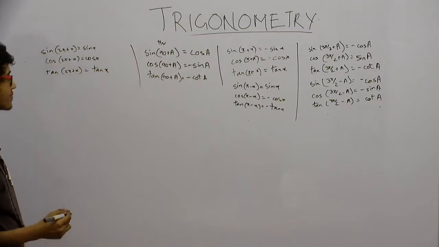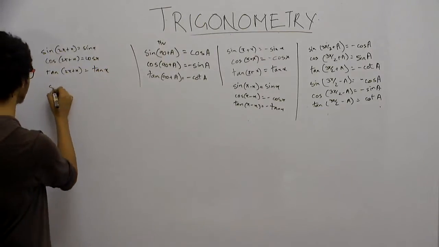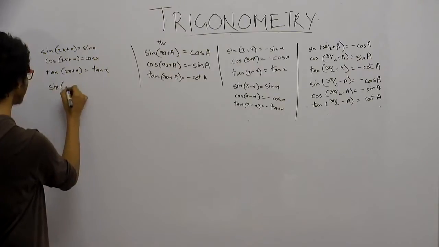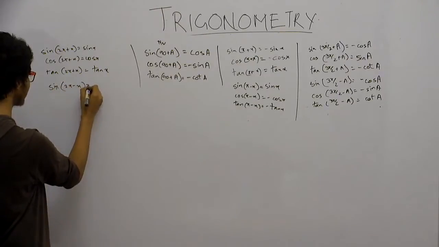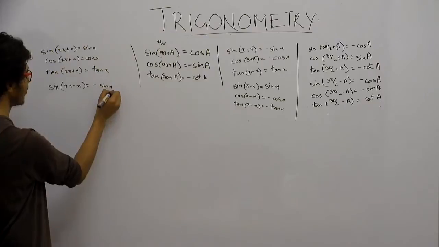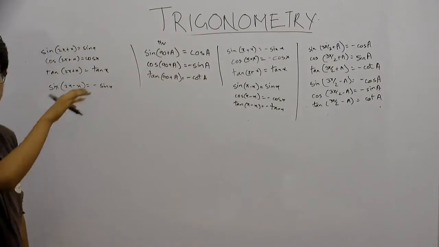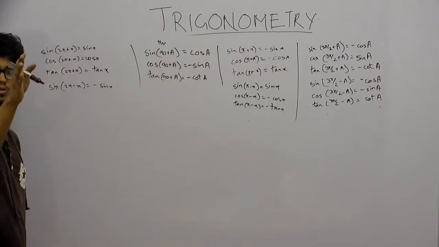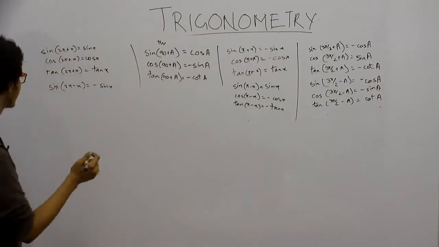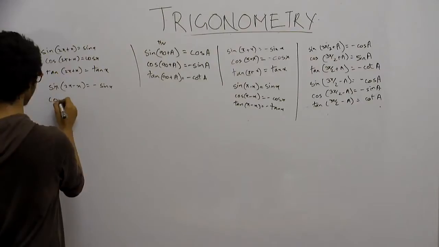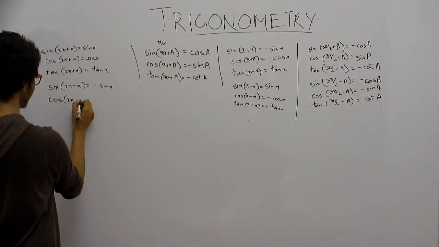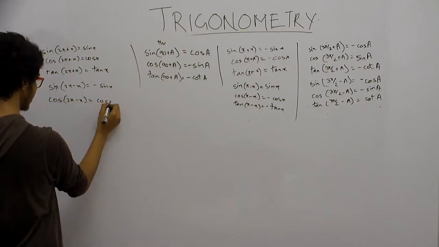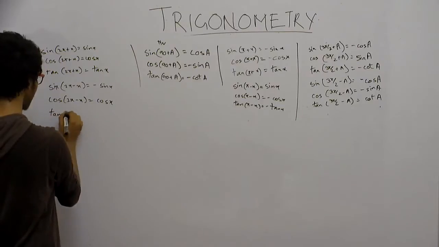Alright, let's do it for subtraction. Sine 2 pi minus x will be minus sin x, because it's in the fourth quadrant. 2 pi is this line, 0 degrees, but 360 degrees as well, so anything below it is in the fourth quadrant. Again, cos 2 pi minus x will be cos x, because it is in the fourth quadrant, but tan will be negative.